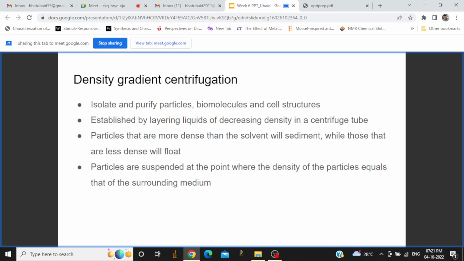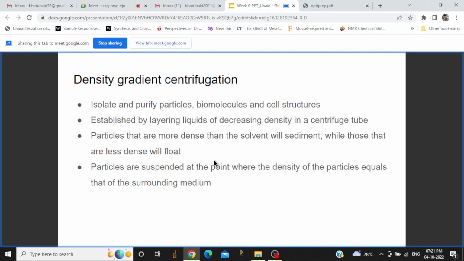This mechanism is used in density gradient centrifugation, because in density gradient centrifugation different densities of liquids are used. Maybe here you were not able to grasp it, but I will show it in a pictorial representation in the next slide.